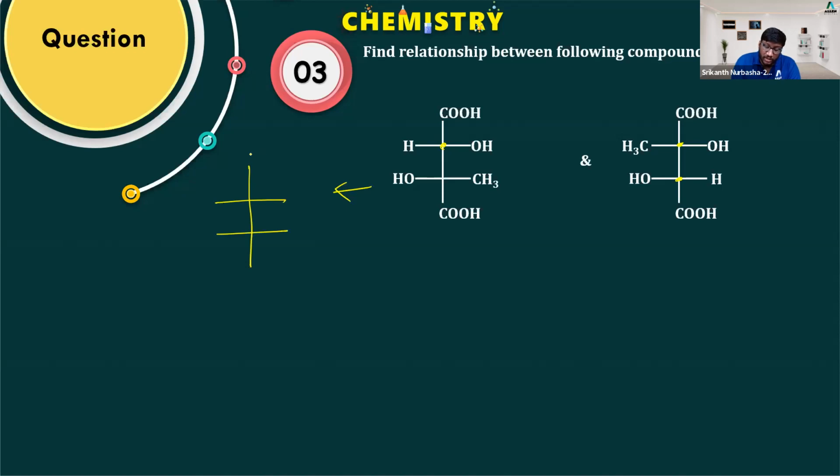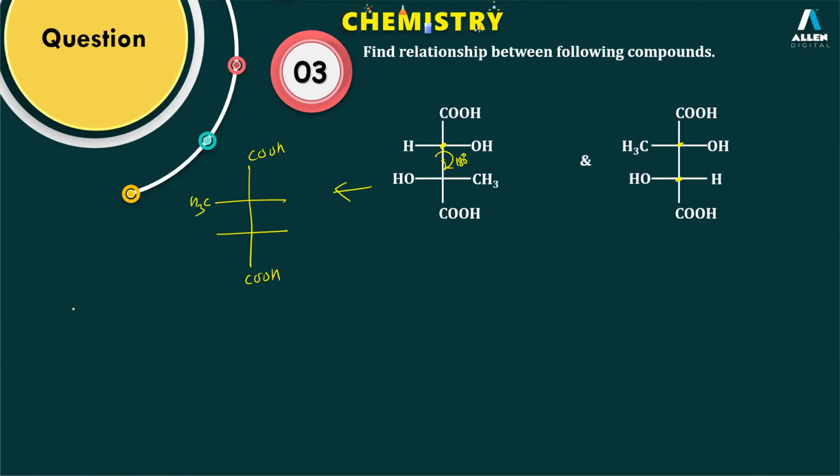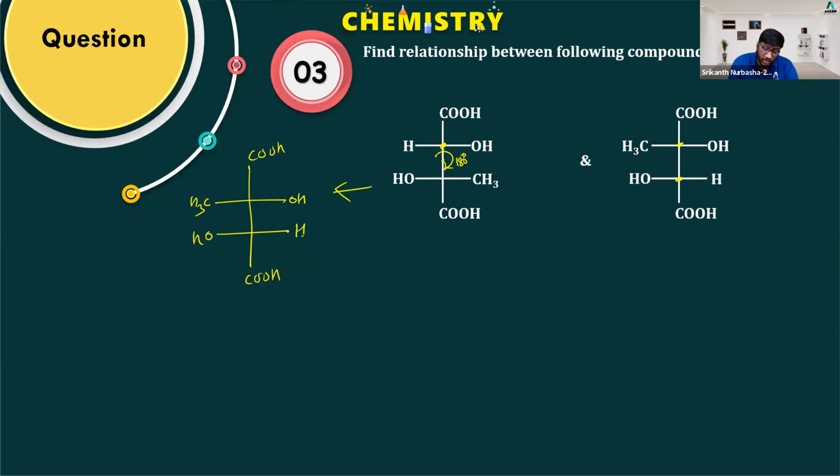What happens in that case? Bottom and top, since they are both COOH, will be here. Rotated by 180 degrees, what happens? CH3 will be here now. CH3 will be here, to this particular position, right? OH will be on the right side. What about the other? This OH will be on the left side. This hydrogen will be on the right side.